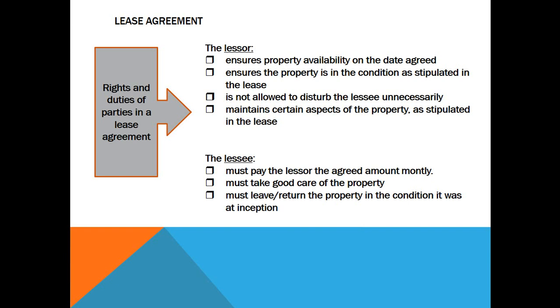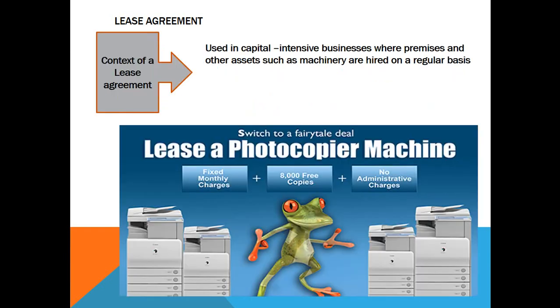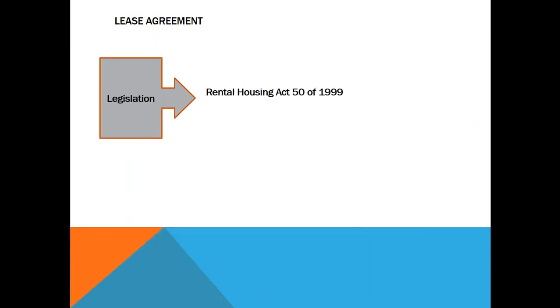They must also take good care of the property, because if they don't, they're not keeping their part of the contract. And once the contract has ended, they must return the property in the condition that it was when they took hold of it. A lease agreement, why do people go for this? It's used in very capital intensive businesses where premises and other assets such as machinery are really far too expensive to buy. The legislation or the law that governs this contract is the Rental Housing Act.